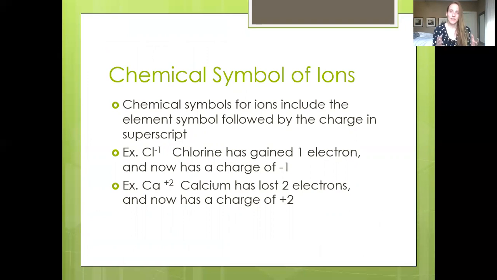When we are writing the chemical symbol for an ion, you do have to show its charge. Charges are also always written as superscript, so they're written up top beside the letters that denote the chemical. So for example, a chlorine ion would look like this, Cl-1. A calcium ion would look like this, Ca+2. And you are going to have to memorize the charges for all of the elements with the exception of the transition metals. And we'll go over how to do that when we talk more about ionic compounds.